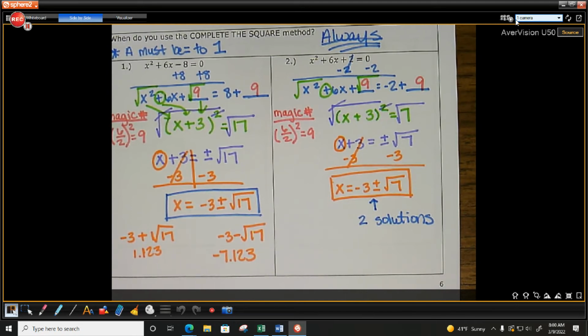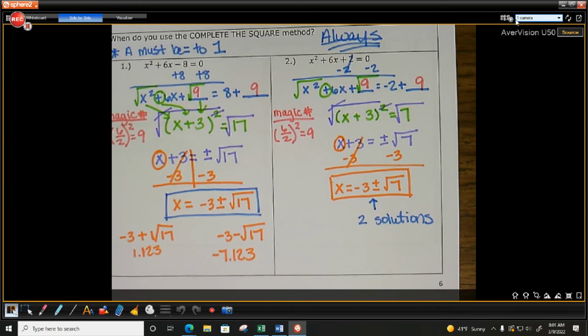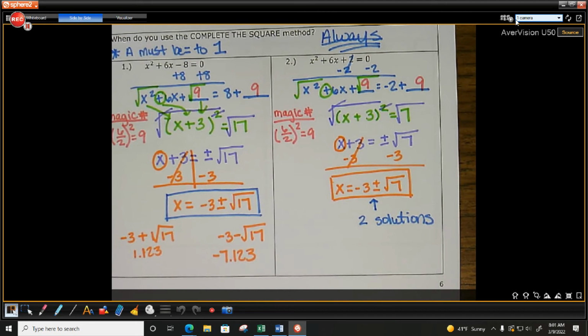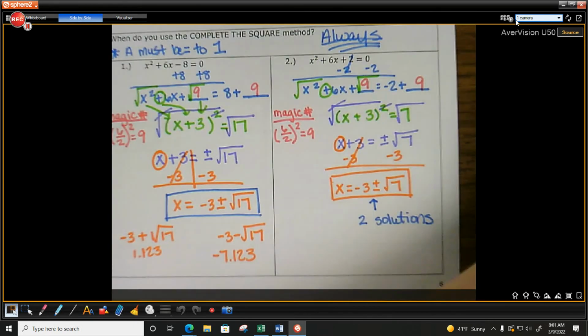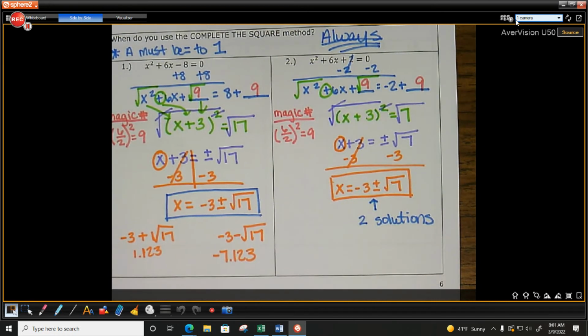How many of us after doing 2 are like, okay, this isn't that bad? Okay. How many of us are like, dear Lord, I would never want to do this? If that's you, which is okay, please just make sure you remember b over 2 squared is your magic number. You never have to use this method. So if you hate what we're doing right now, that's okay, but you must know how to find the magic number, which is b over 2 squared. Okay?